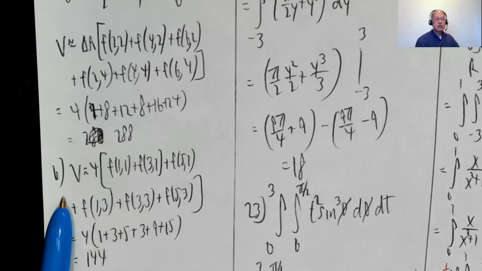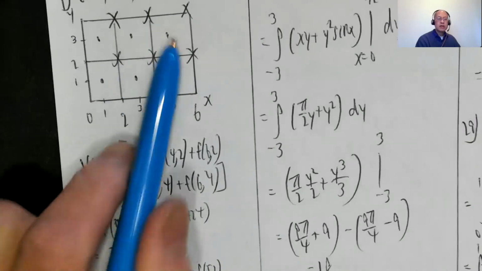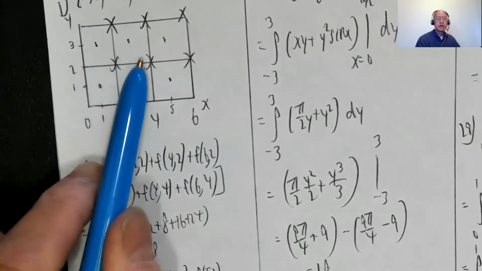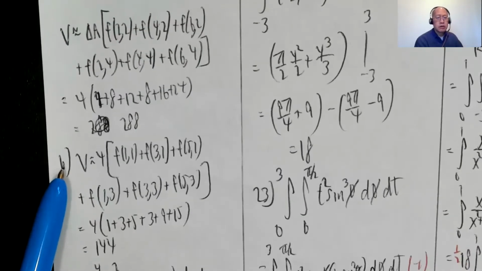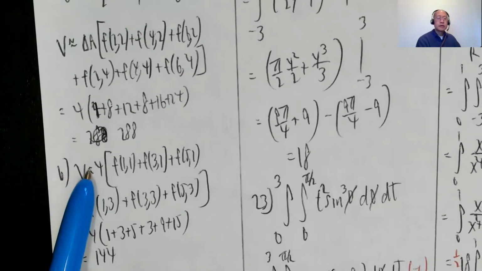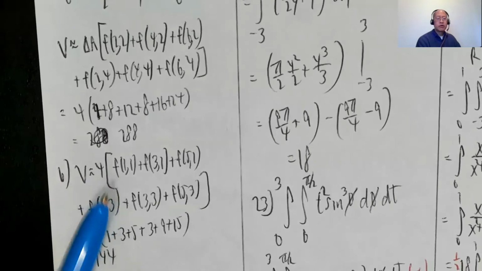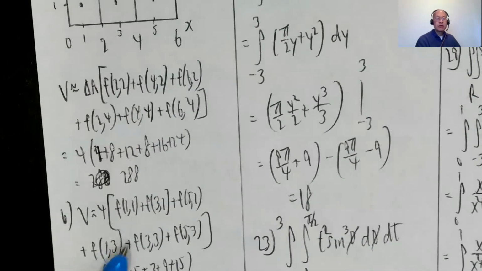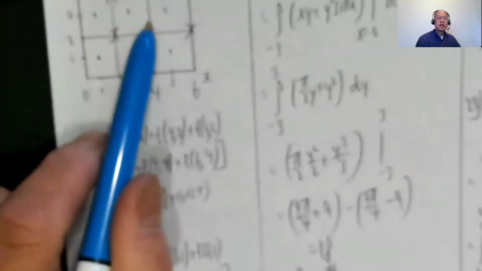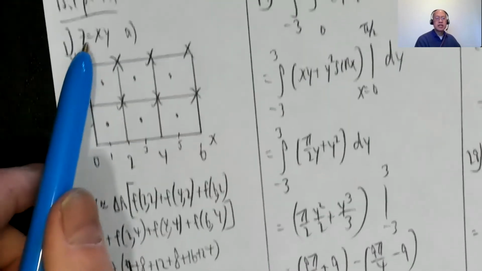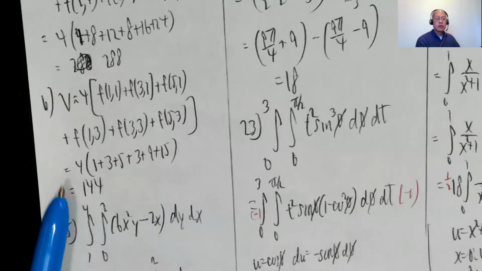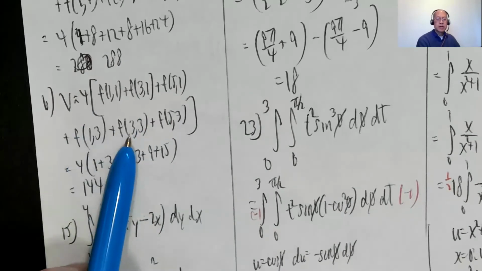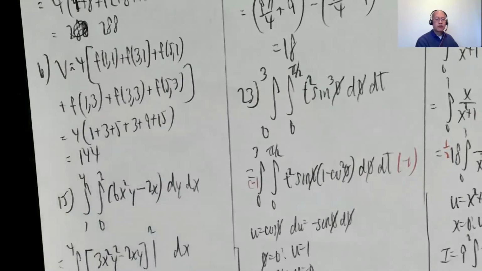Part B asks you to use the midpoints. So here are the 6 midpoints, 1, 1, 3, 1, 5, 1, 1, 3, 3, 3, and 5, 3. So V is approximately 4 delta A times f of 1, 1, f of 3, 1, f of 5, 1, and f of 1, 3, f of 3, 3, and f of 5, 3. Function's easy, it's just x times y. So it's 4 times 1 plus 3 plus 5 plus 3 plus 9 plus 15, 144.